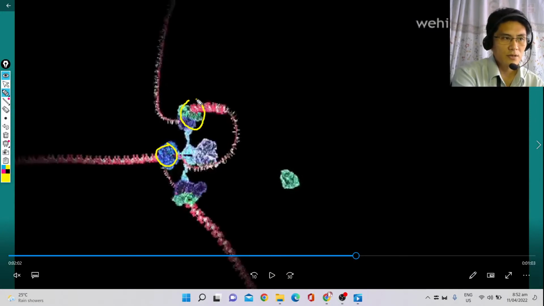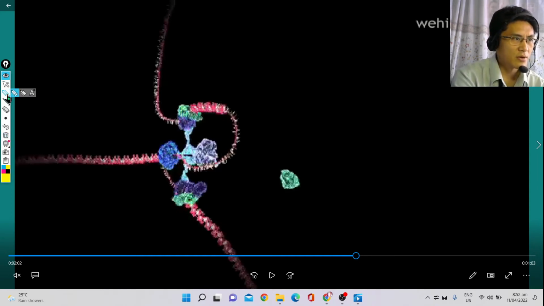This is the DNA polymerase. At the end, there's a bit that's called the ligase, and it's happening all at the same time. What do you mean it's happening all at the same time?